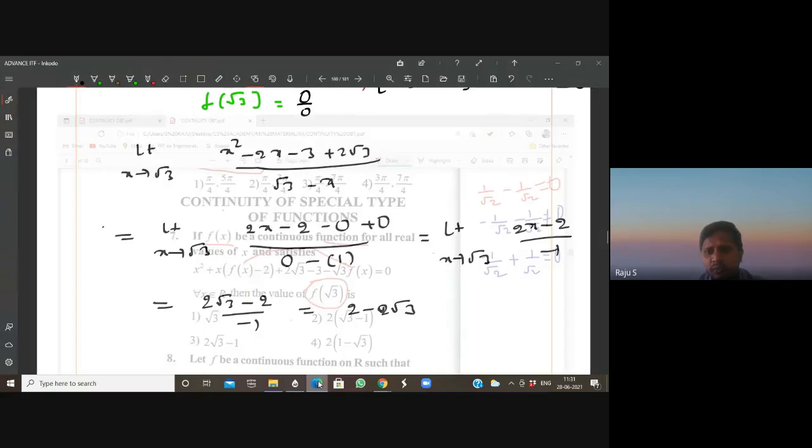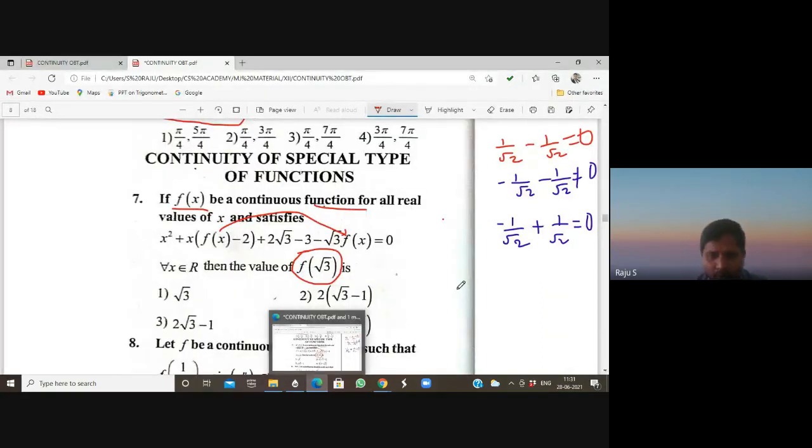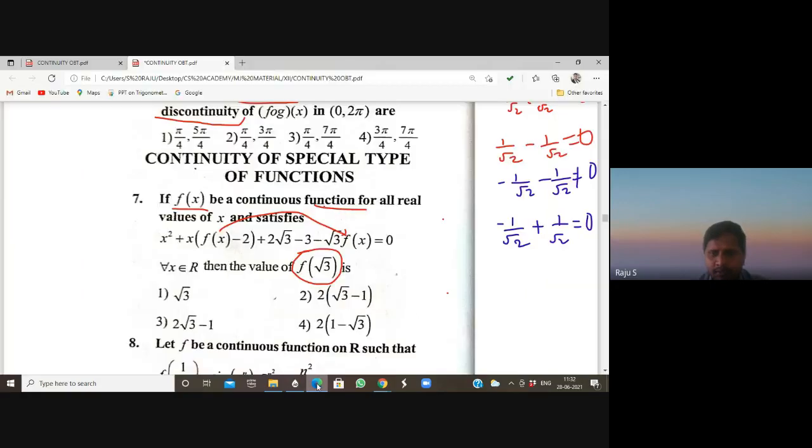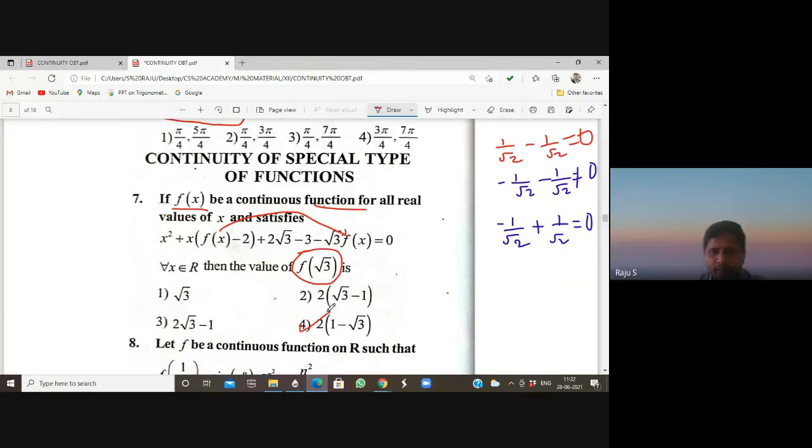This can be written as 2 minus 2 root 3. Is there any option 2 minus 2 root 3? Oh, they have taken 2 common, 2 times of 1 minus root 3. Any option? Yes, students? Fourth option. Yeah, fourth option is right.